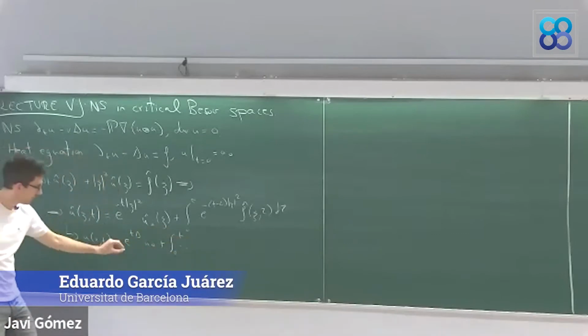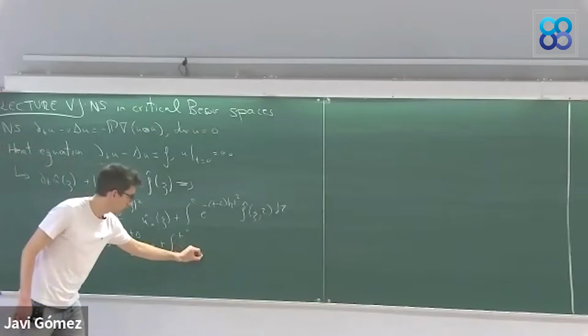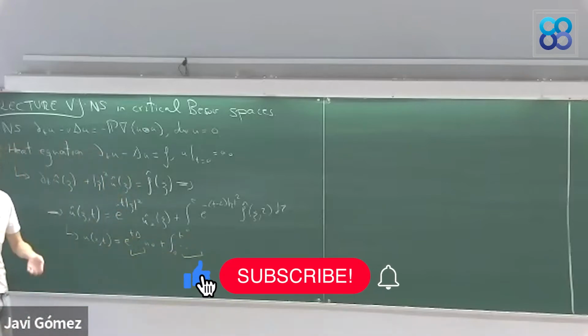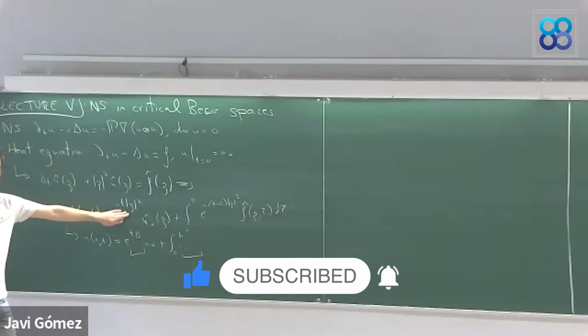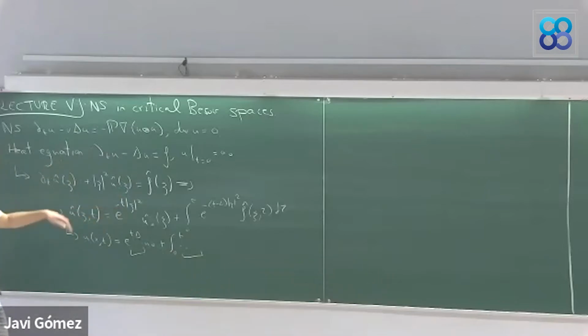In this formula, this operator and the operator that appears here have an explicit expression as a convolution with the kernel. We are not going to use that explicit expression. We are going to work on the Fourier side. So in particular, everything that we are going to do works for the fractional adaptation, or basically diffusion operator with constant.